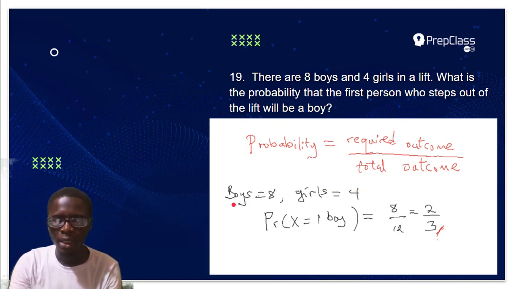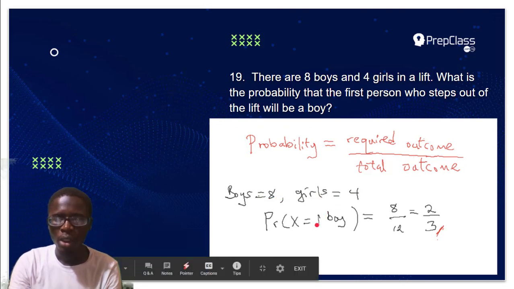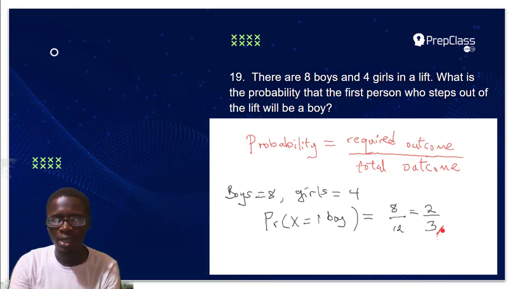So we were told that there were 8 boys and 4 girls in the lift. So the probability that the first person to step out is a boy is equivalent to how many boys are there, because that is our event, which is 8, and then our sample space is the total, the summation of this and this, which is 8 plus 4, and that's 12. So 8 all over 12 is going to give us 2 all over 3. So the probability that a boy will come out is 2 all over 3.